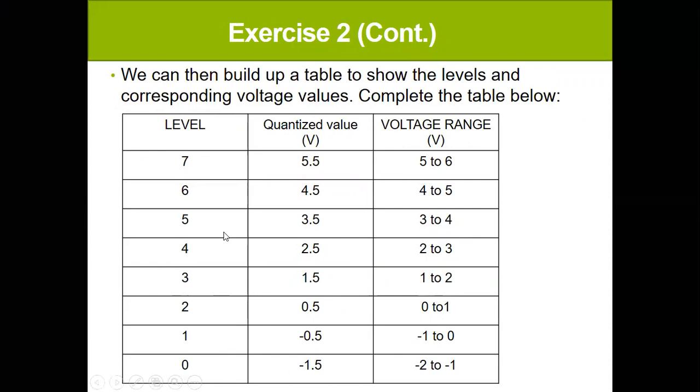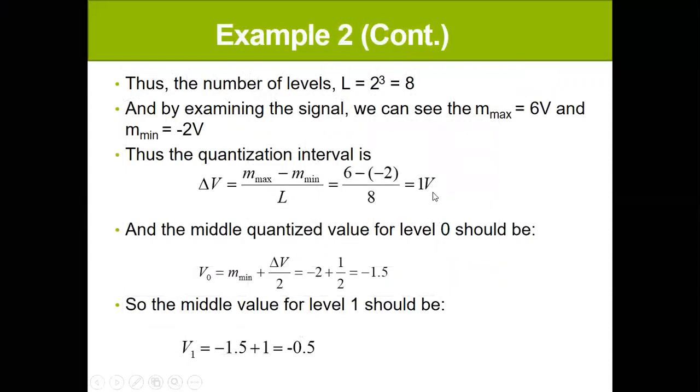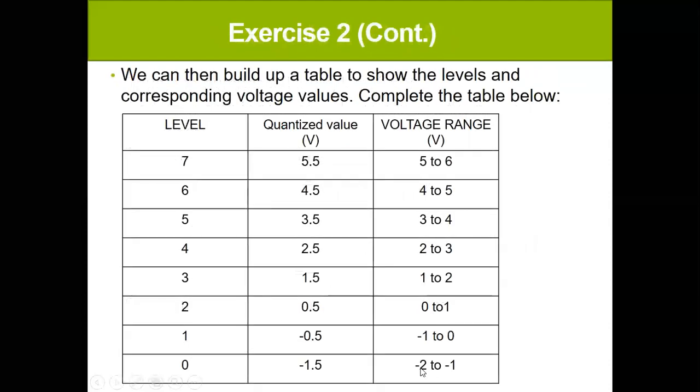Okay, now what is the range of voltage? In our case 1 volt, right? So -2 is the minimum value, -2 to -1, because interval delta V is 1 volt. Okay, minimum is -2. So it will start from -2 until the maximum value 6 volt. So -2 to -1 interval, -1 to 0, 0 to 1, and so on, until 5 to 6.